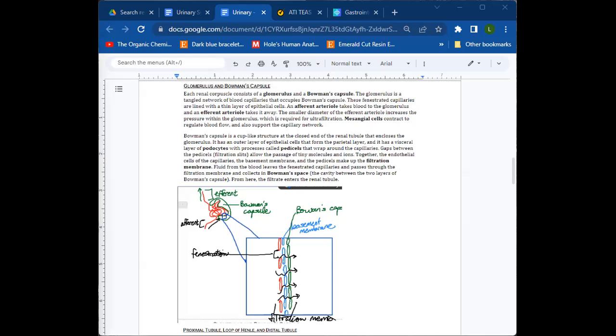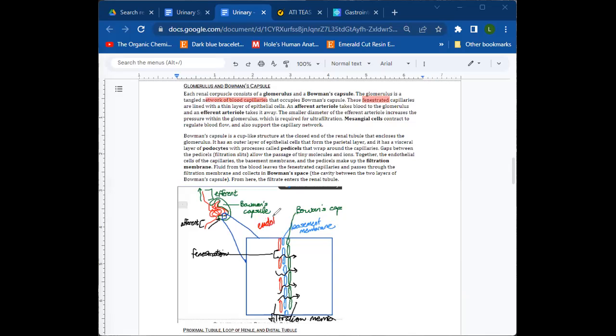Okay, so we need to know that each renal corpuscle is supposed to have a glomerulus and then a Bowman's capsule. As I mentioned, the key word for glomerulus is the word capillary. It's supposed to be a network of blood capillaries that surround the Bowman's capsule. We need to know that the glomerulus is fenestrated, meaning that there are gaps in between some of the cells.